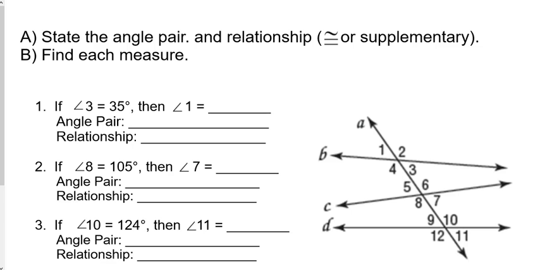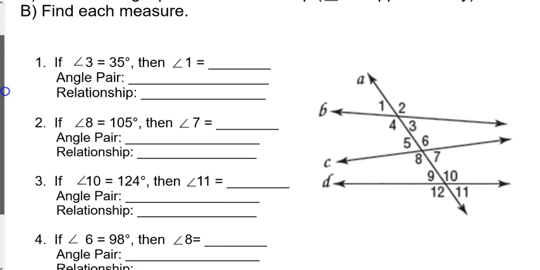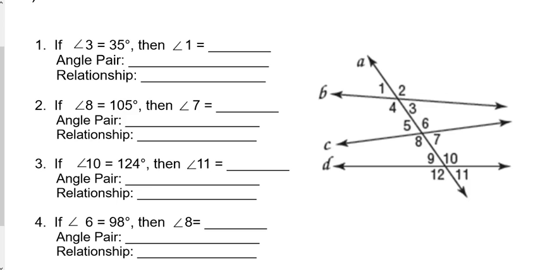Okay, state the angle pair and a relationship, vertical, complementary, or supplementary. Find each measure. So angle 3 is 35 degrees. So that's right here. Then angle 1 is what? Well, angle 1 is vertical, right? So angle 1 is also 35 degrees. So angle 1 and angle 3 are vertical angles.